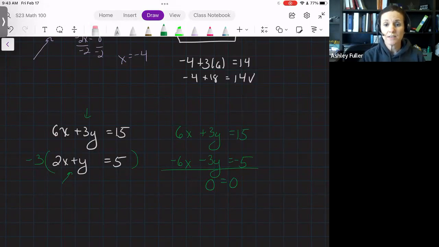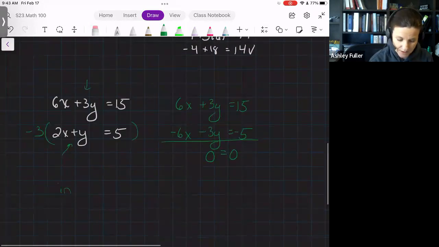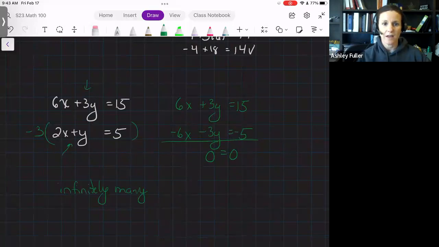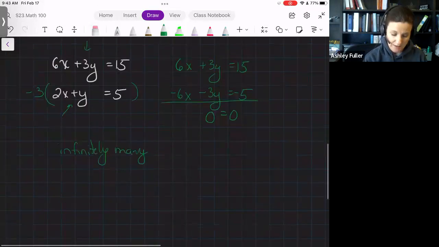When I add these, notice I end up with 0 equals 0. When 0 equals 0, that means it's always true. So there are infinitely many solutions. But I can write one in terms of the other. So for example, I need to choose one of the variables to just define. I'm going to let x be x.